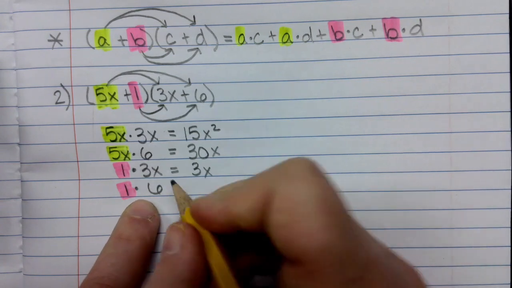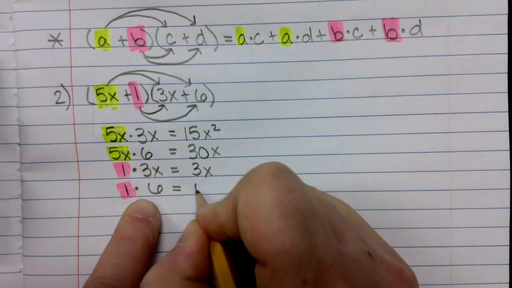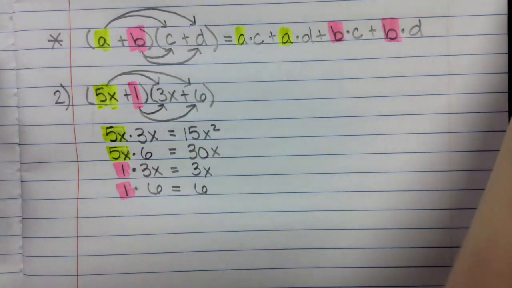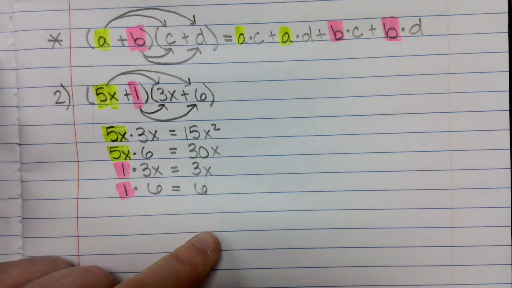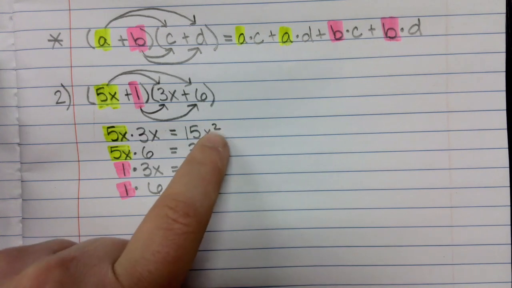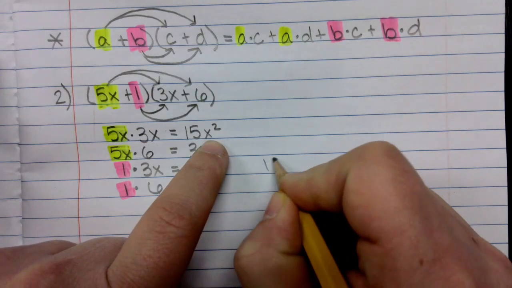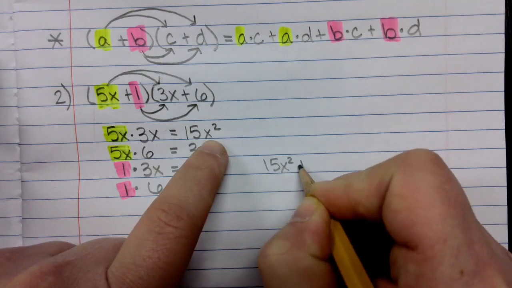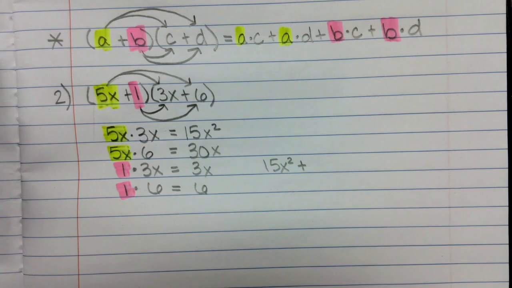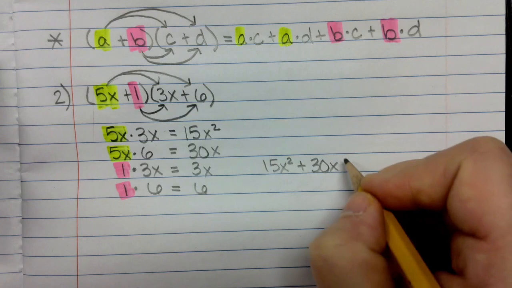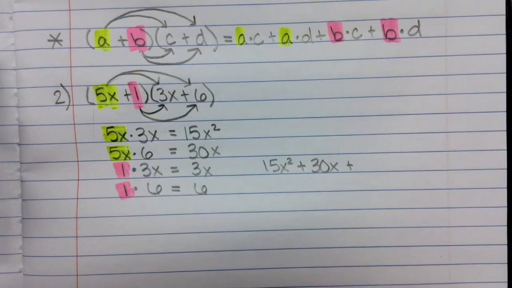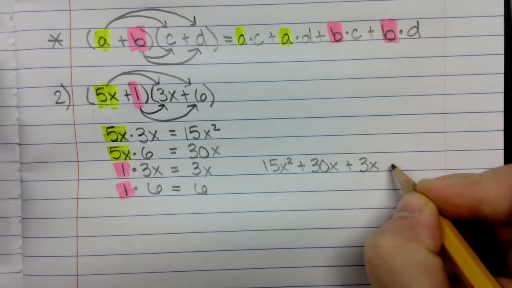Now when we write our answer, we want to write our answer in standard form. So our exponents go greatest to least. So what is our biggest exponent? 15. The x squared, yeah. So 15x squared will come first. Plus, then what? 30x plus 3x plus 6. Did I have any options to do a minus here? No, they were all positive.